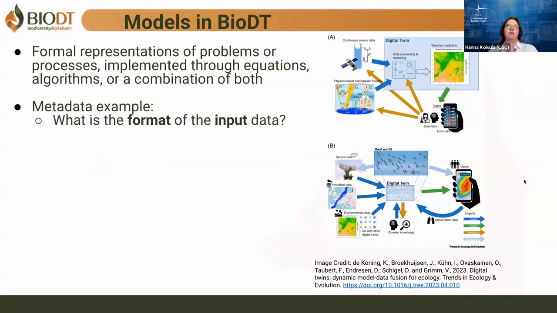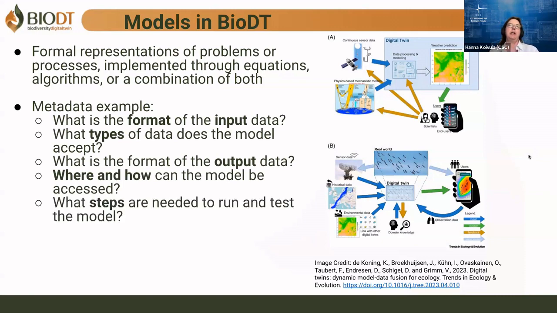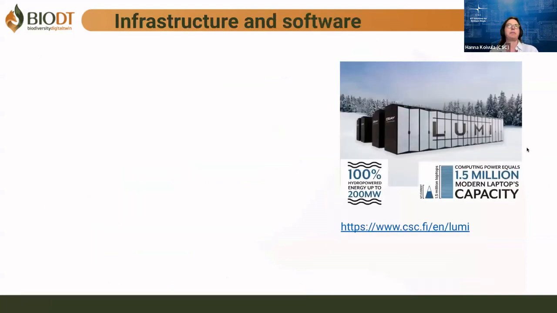These processes are also assigned metadata that would, as an example, tell what is the format of the input data, what types of data does the model accept, what is the format of the output data, where and how can the model be accessed, what steps are needed to run and test the model, and what were the parameters used to generate a particular version of the model. And if you wish to find out more about the models and fairness of the data, there's a GitHub site that you can find from the slides or from the BioDT website.